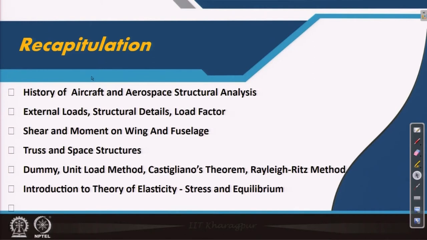of aircraft and aerospace structural analysis or solid mechanics, then external loads, structural details, load factors, all those things we have seen, how it affects, how do external loads come. Those are experienced by different structural parts, then shear and moment effects on fuselage and wing, how 3D truss is used in aircraft structures. One big example is landing gear, other examples are maybe tail boom of a helicopter. Or there are many others, these are two visible distinct places where we see. So, like that we have also covered different energy methods to find out deflection, how deflection is important. In probably last or last to last lecture, I have tried to tell you in detail.